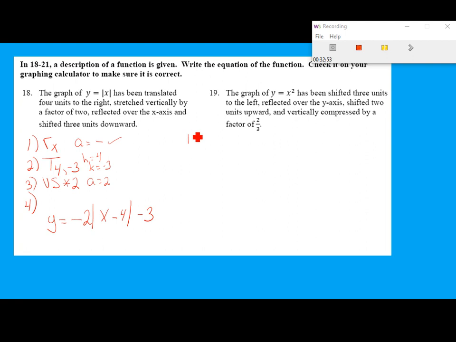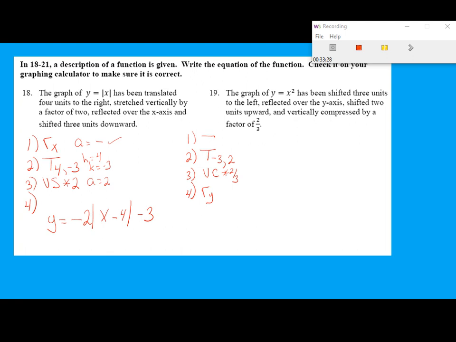Here's what your 19 is going to look like. I'm going to hit it the same way. 1, 2, 3, 4. Let's just read it and see what we can figure out. My parent function is y equal x squared. It's been shifted 3 units to the left. So part of my translation, 3 units to the left. Reflected over the y-axis. Shifted 2 units upwards. And vertically compressed by a factor of 2/3. So there must not be a negative out front.